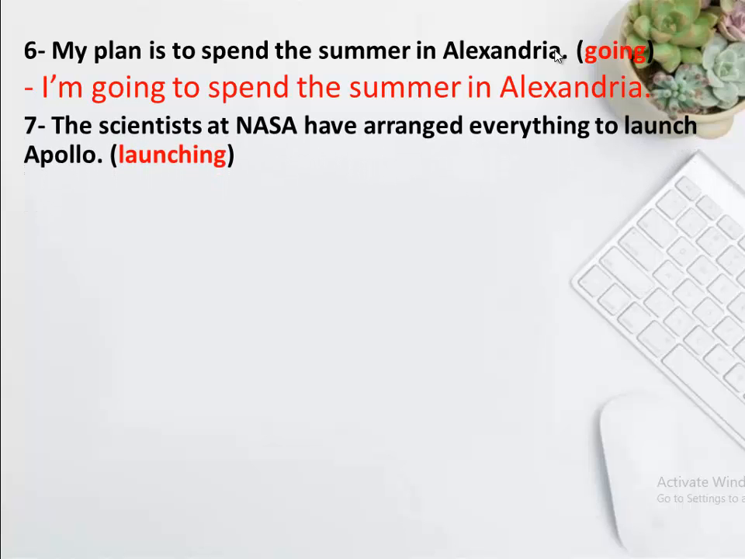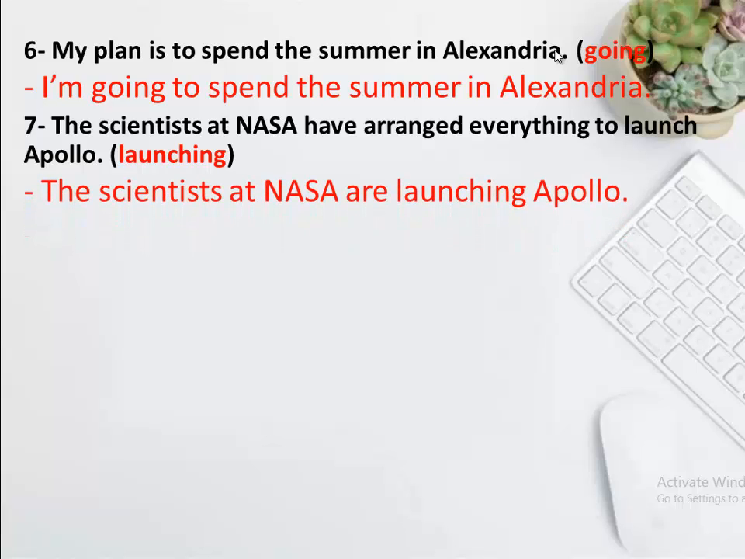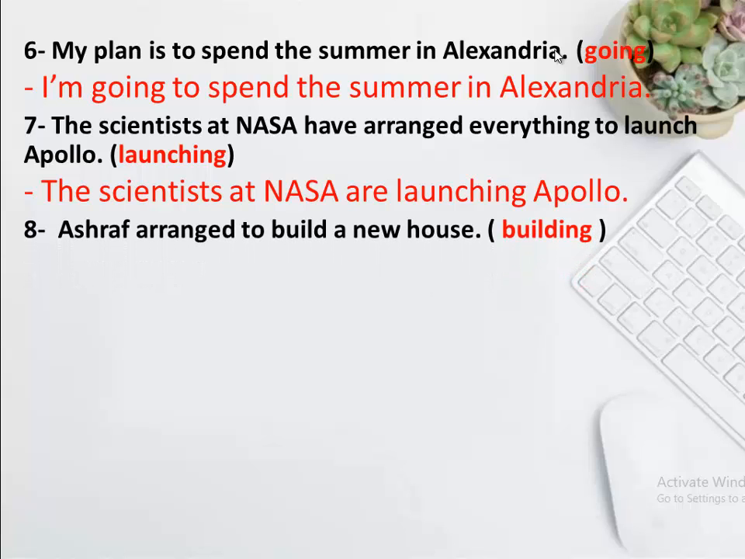Number 7: The scientists at NASA have arranged everything to launch Apollo. Launching is the verb plus ing. They have arranged everything, so we will use the present continuous. So the scientists at NASA are launching Apollo. Number 8: Ashraf arranged to build a new house. He arranged, so we will use the present continuous. So Ashraf is building a new house.